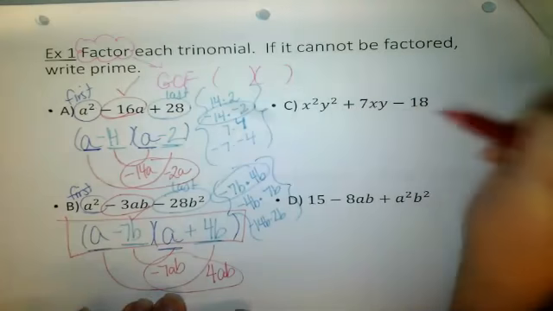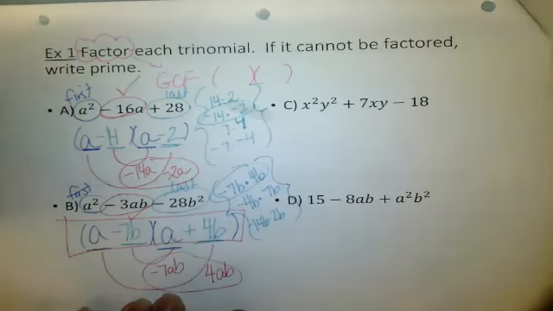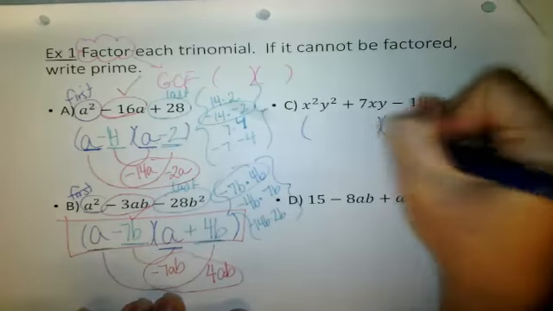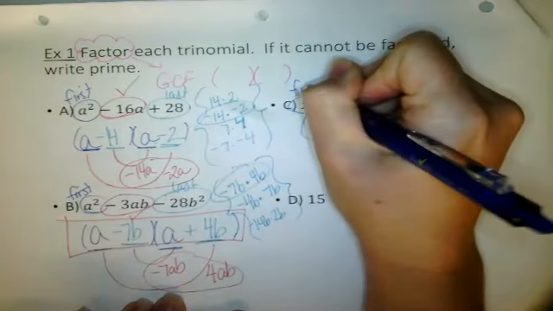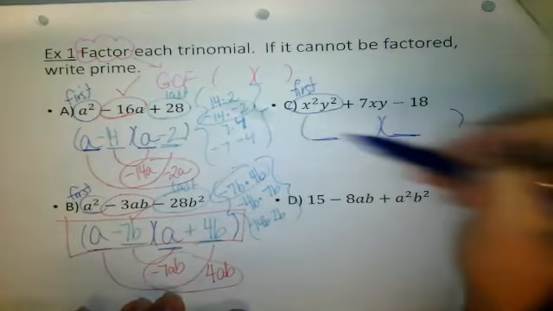Do we have a greatest common factor here? No, we do not. So we're going to jump right to double bubble. First times first has to be the first thing. What times what is going to give me x squared, y squared?